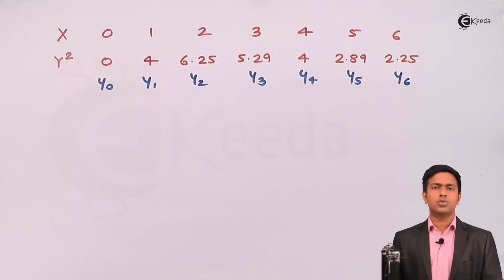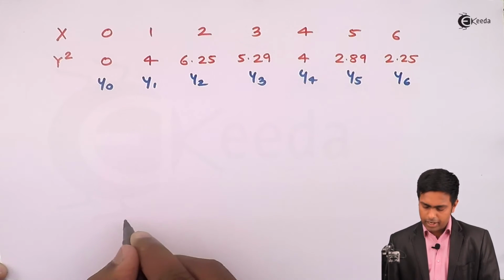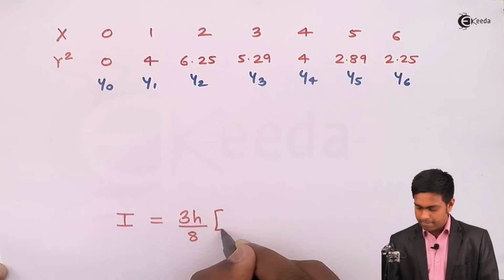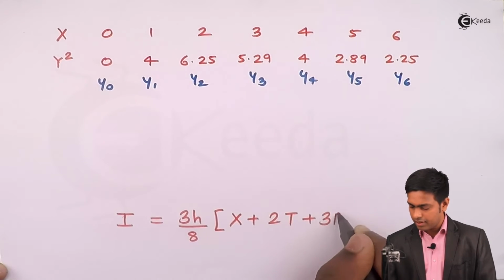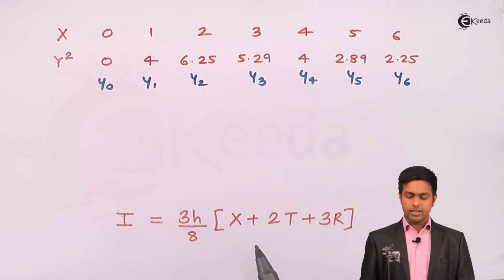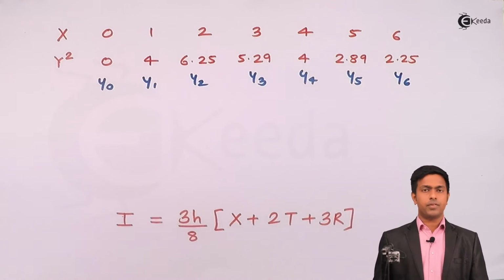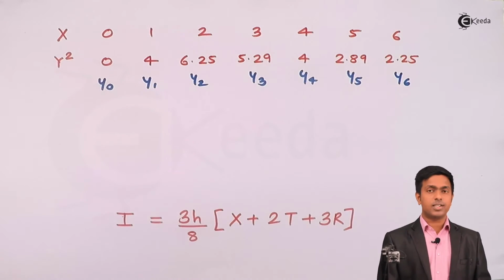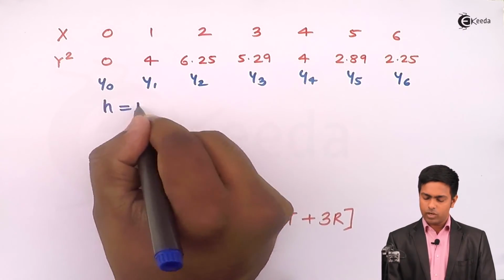So what is the formula of Simpson's 3/8 rule? Simpson's 3/8 rule is given by I equal to 3h by 8 times in bracket X plus 2T plus 3R, where X is the sum of the extreme ordinates, T is the sum of the ordinates which are multiples of 3, R is the sum of the remaining ordinates, and h is the difference between the two values of x, or the subinterval. Here the difference between the subintervals is 1, so h is 1.